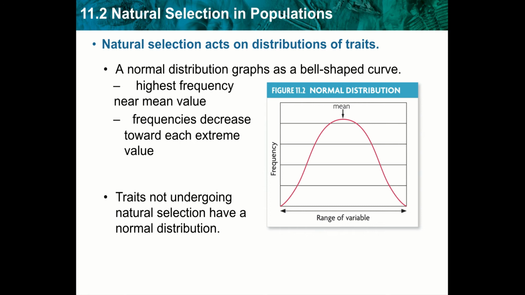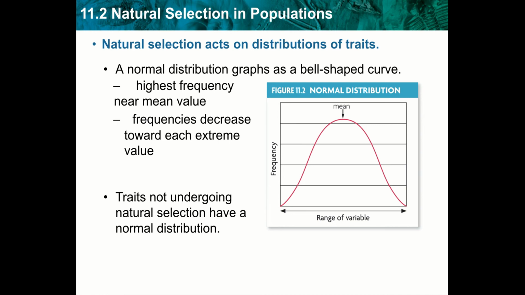And they evolve because of natural selection. So natural selection is going to act on distributions of specific traits. Here, it's important to draw these bell curves. Normal distribution graphs are bell-shaped. They have a high frequency near the mean, the average, and then they decrease towards each extreme value. A population follows a normal distribution when that population is not under any sort of natural selection for a specific trait. So traits not undergoing natural selection have a normal distribution.